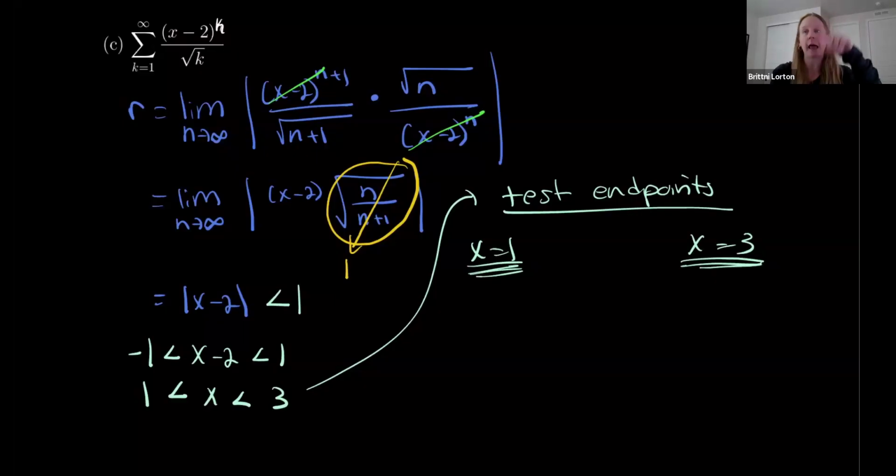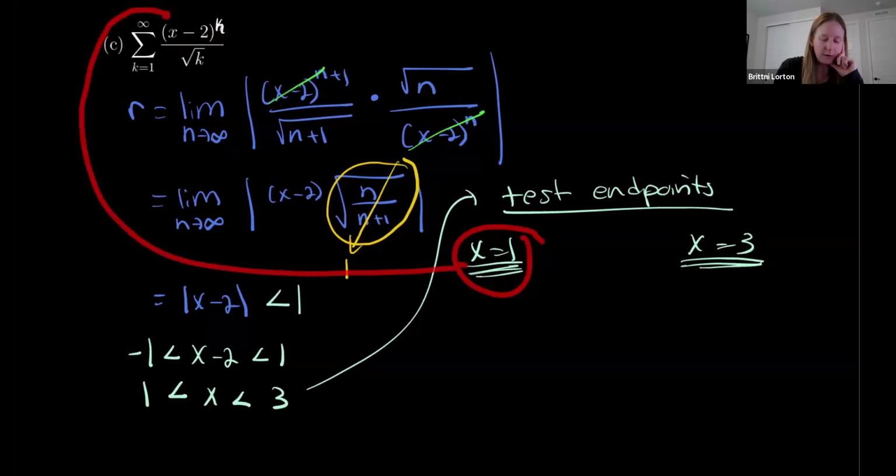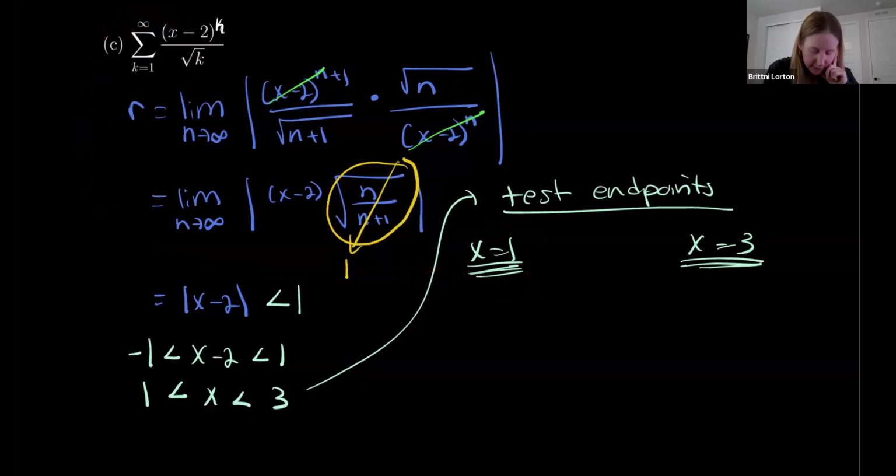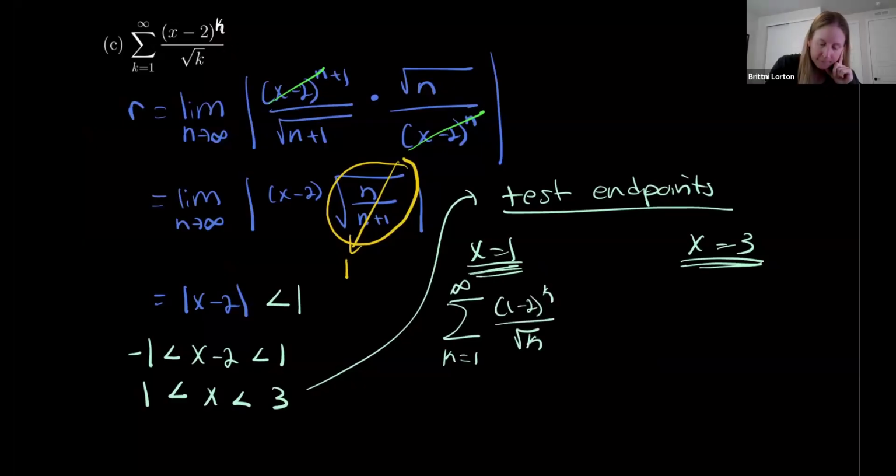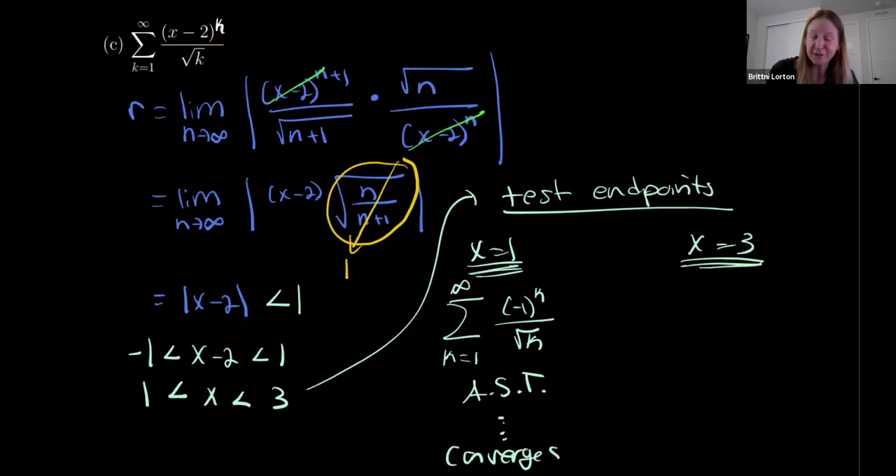I start with the ratio test, then you do something different. So for the endpoints, I'm going to take x equals 1 and plug it into that x value in the series, and I got the sum from k equals 1 to infinity of (1 minus 2) to the k over the square root of k. And you know that 1 minus 2 is negative 1, so that's negative 1 to the power of k. You can do the alternating series test. Pause the video, find your alternating series test, and do it. It passed both of them, it does converge.